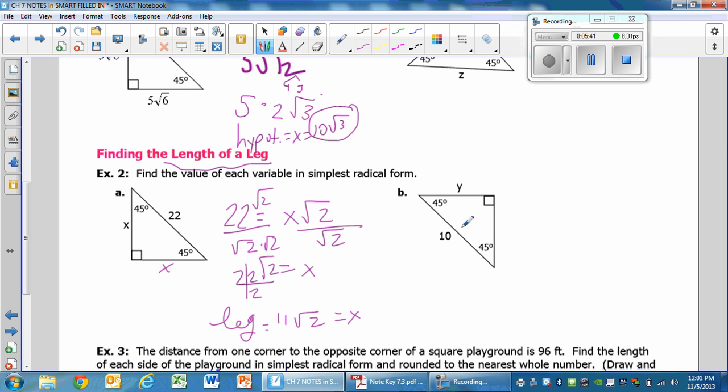B is going to do the same thing. I have the hypotenuse here. I know my legs are the same, so both of those are y, and you're going to solve that one at home in simplest radical form, and we will check it tomorrow.